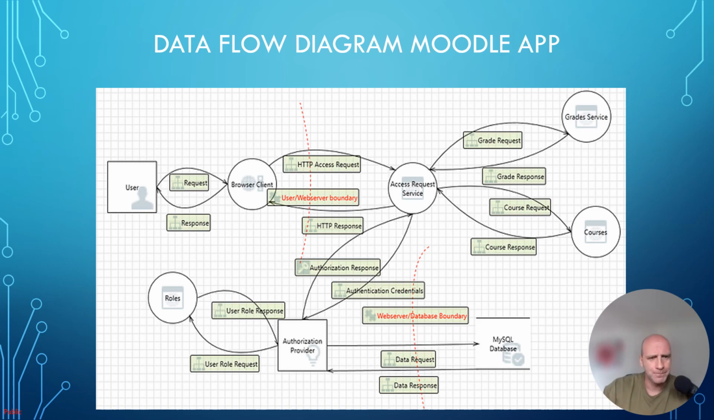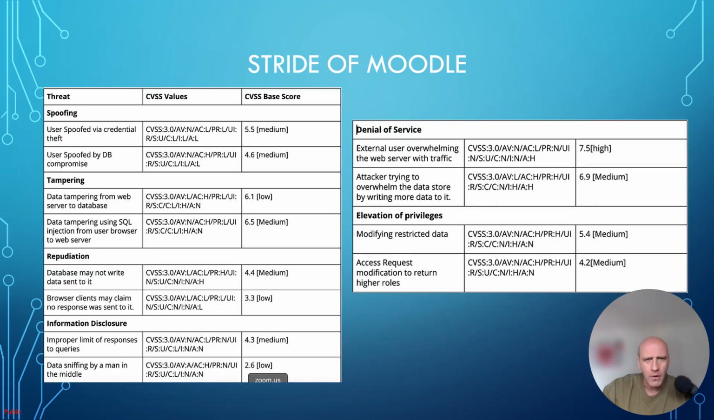So how does that look? If we jump into the next slide, once we completed this trial of the Moodle application, we follow the STRIDE methodology. So we have spoofing, tampering, repudiation, information disclosure, denial of service, and elevation of privileges. So what are the particular threats? User can be spoofed via credential theft. That's one of them. And then obviously we added here CVSS values as well as the base score. So we have a base score of 5.5, which is a medium threat. User can also be spoofed by database compromise. That's a 4.6, and again, it's a medium threat.